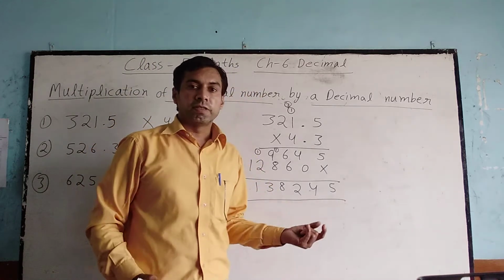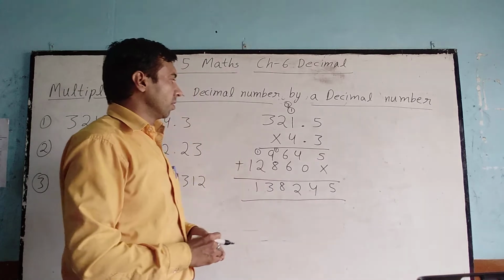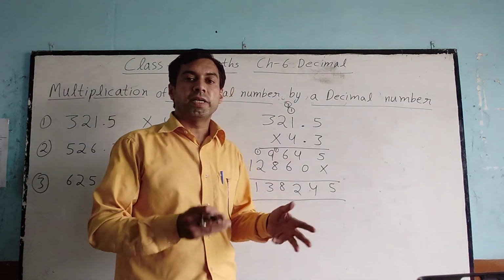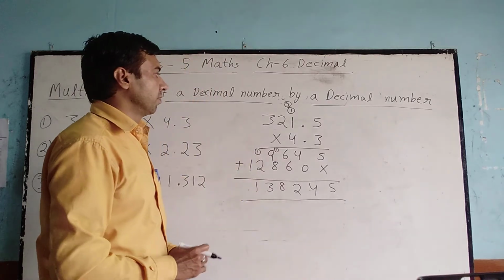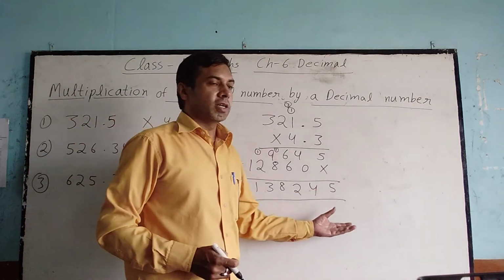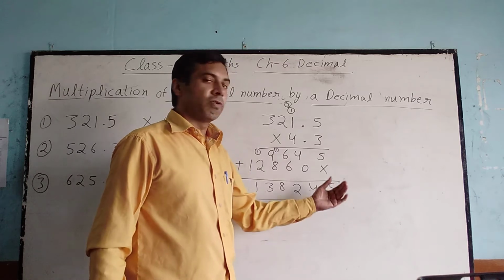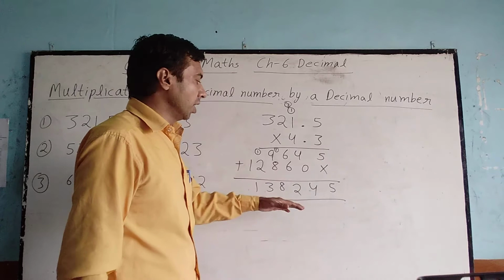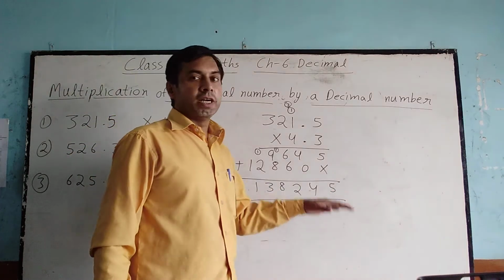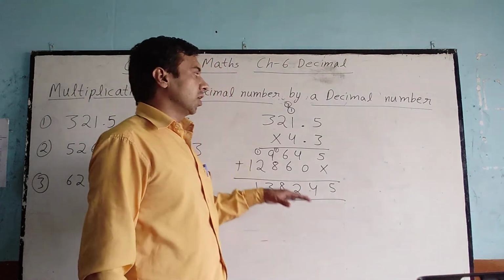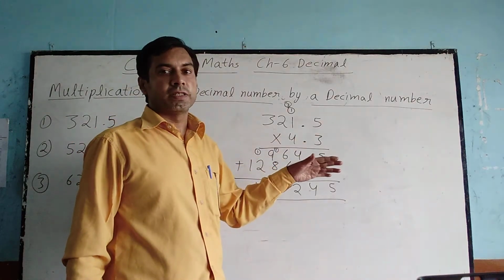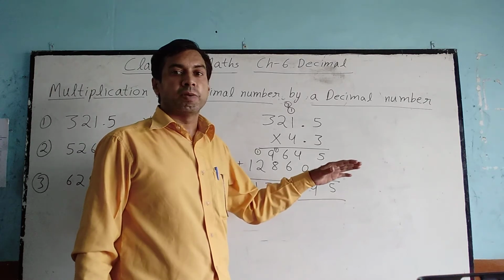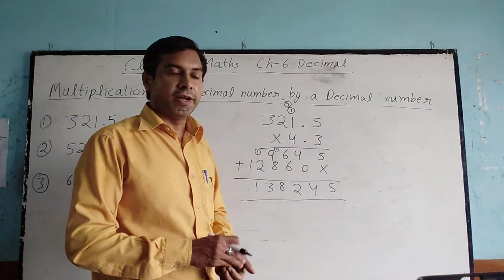Now student, this is our product. How do we put the decimal when we are multiplying a decimal number by a decimal number? Very simple. In a product we count from the ones place. We put the decimal leaving digits equal to the total number of decimal places in both the decimal numbers.